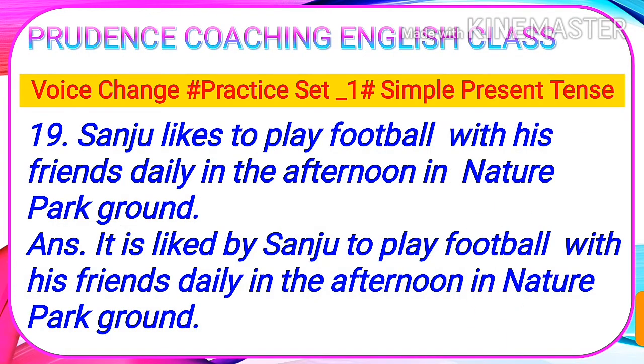As you can see here, Sanju likes to play football with his friends daily in the afternoon in the nature park ground. Here Sanju is the subject which is also the doer of the action, and likes is a verb given in simple present tense, and to play football is our object. So the main changes we need to make are in this part. The rest we need to just copy down. So we will start with it is liked by Sanju to play football.